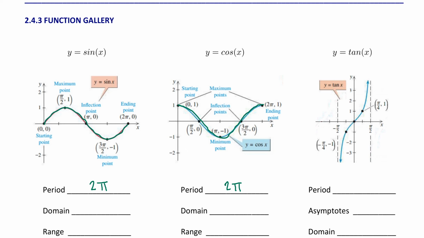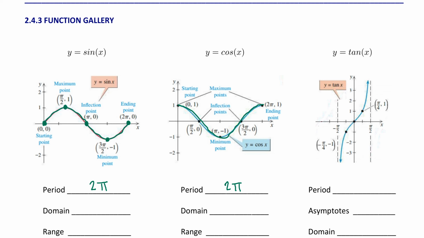For sine of x, there's an x-intercept at the beginning and end of the period, and at the midpoint, we find another x-intercept. Halfway between the two x-intercepts, we hit the maximum point, and at the midpoint between the last two x-intercepts, we see the minimum point.